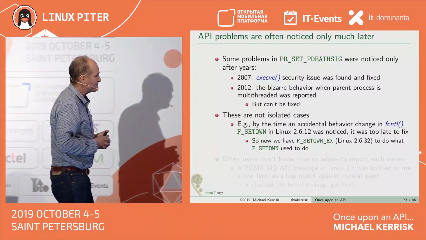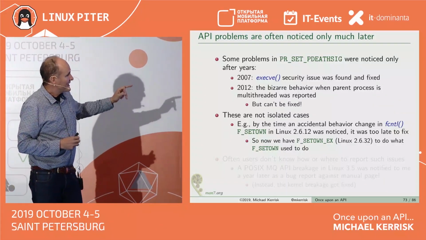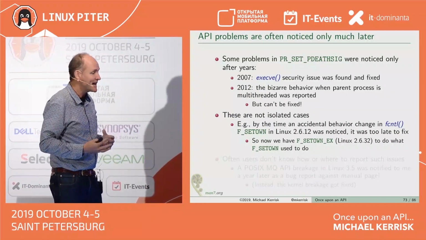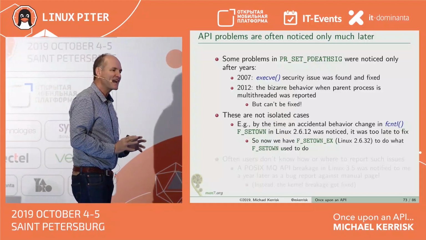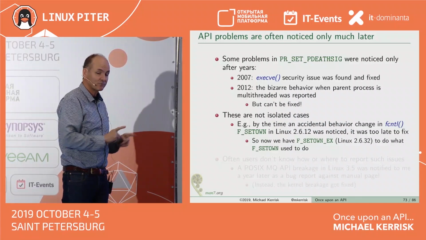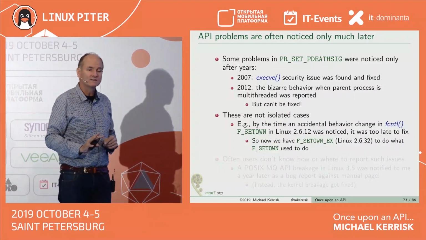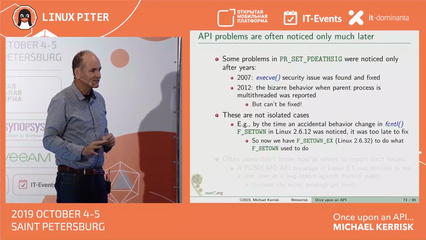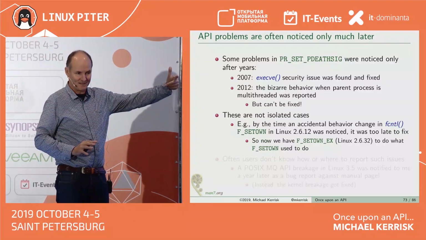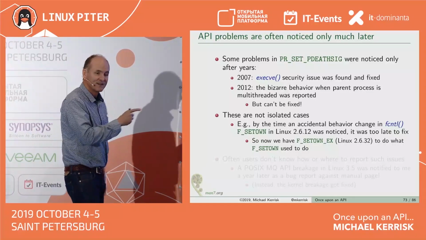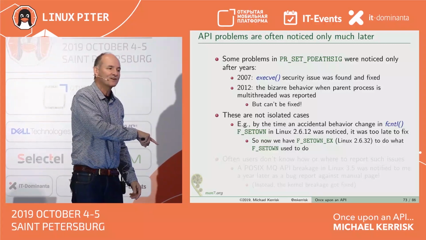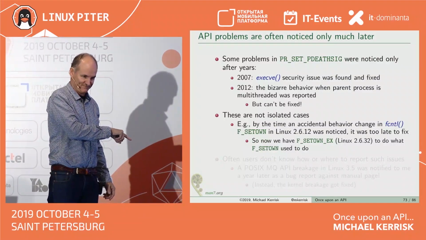So, for instance, back in Linux 2.6.12, accidentally, the behavior of the fcntl F_SETOWN operation was changed. By the time the change was noticed, and again the change was to do with threaded processes, by the way, about 4 years later, it was too late to fix it, because maybe there were new programs that depended on the changed behavior. So now we have F_SETOWN_EX, which lets us do what F_SETOWN used to do.